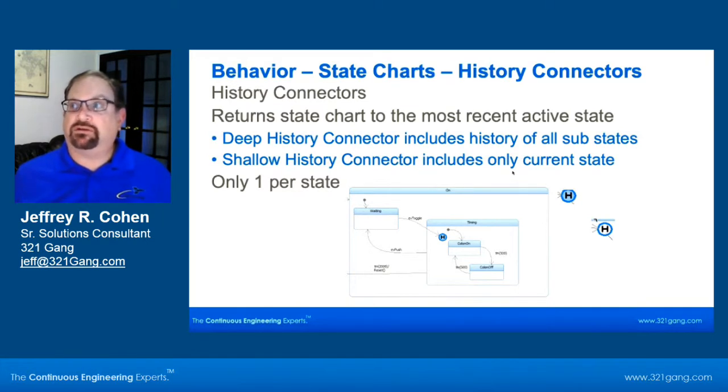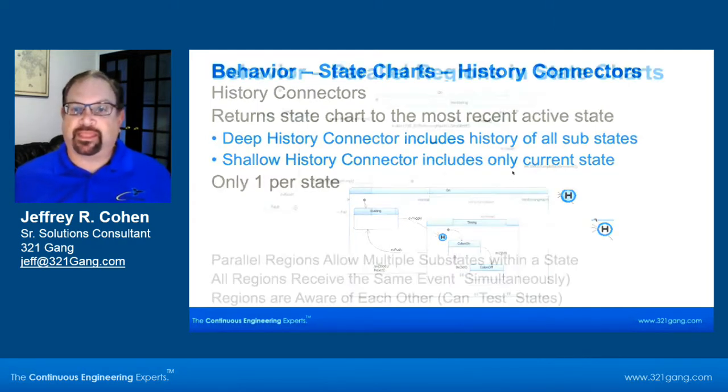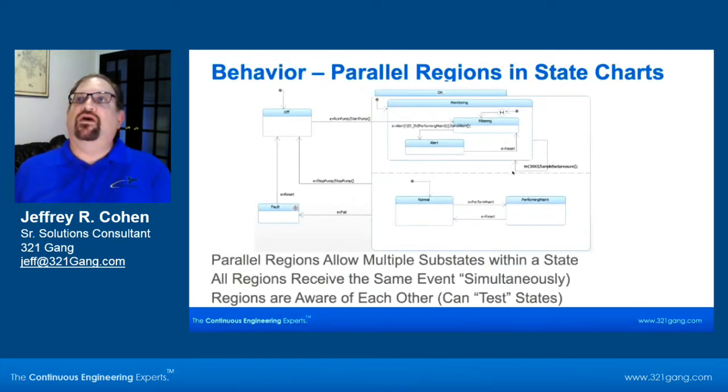If we use a deep connector, the way it's shown here, we would go all the way down to anything that's below the :on state. Important to note, you can only have one history connector per state, which makes sense because you're either going to go all the way down into the deep state, or you're going to stay at that shallow connector, which is going to put you in the default state.